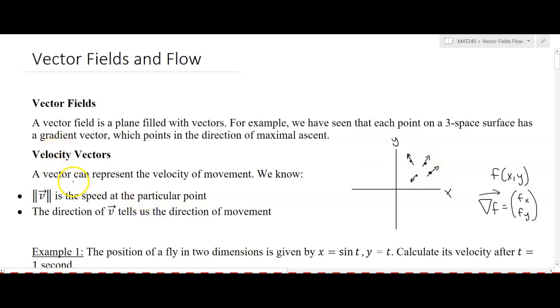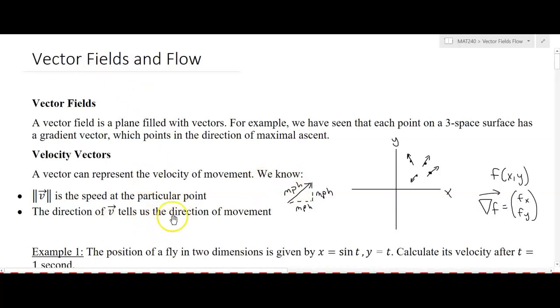So there are different types of vectors that we can have in addition to just the standard gradient vector, and that is a velocity vector. So a vector can represent the velocity of movement. We know that if you compute the magnitude of a velocity, if that vector has components that are in miles per hour, let's say, then the length of the vector itself, using the Pythagorean theorem, the units of that will also be miles per hour. And the direction of v tells us the direction of movement.